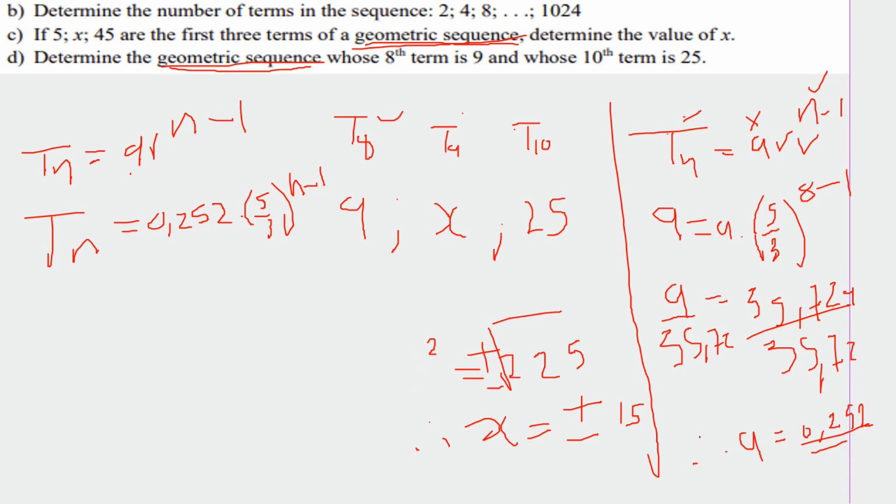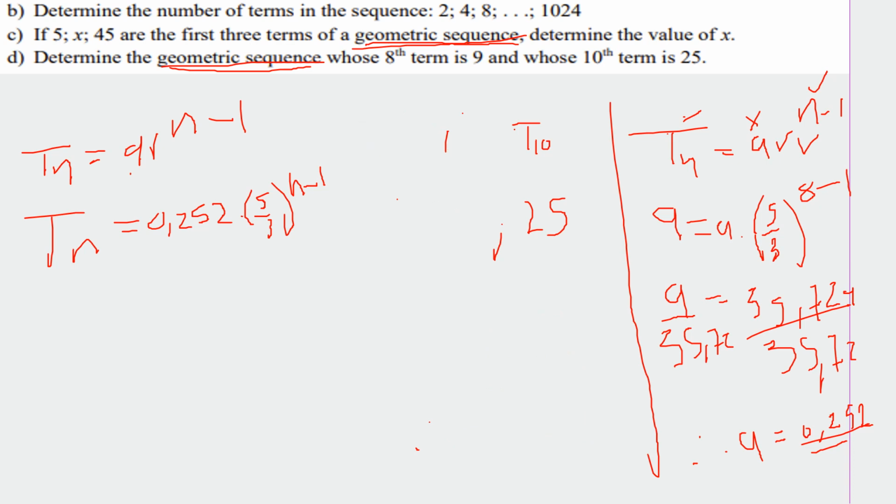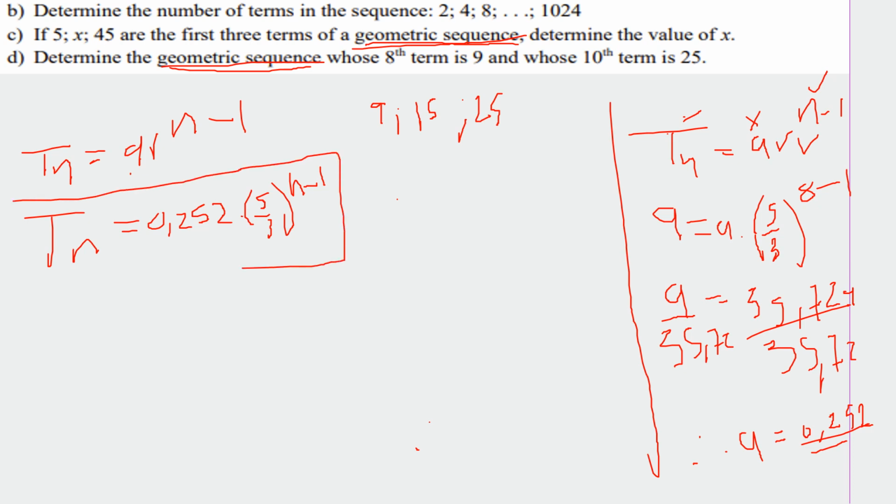Okay, so now with this equation of ours, our general solution, we are able to determine the value of any term. Let's say our sequence has term number 8 as 9, and term number 9 is positive 15, which we concluded, and then we have term number 10 as 25. So with this general equation, we can find the value of each term.